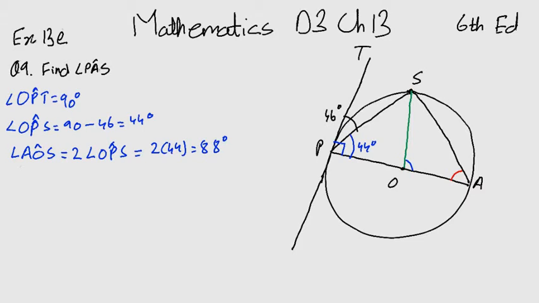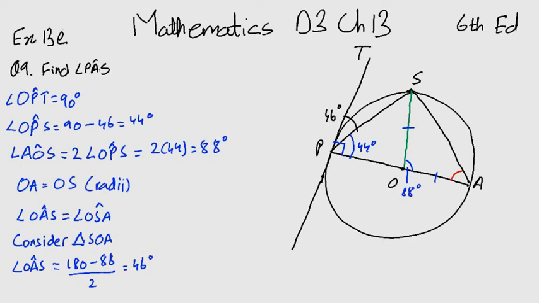And you can see that the points A and S are common to the portion that is subtended by each angle. Now we notice that OA equals OS because they are the radii, and so the angle OAS would equal the angle OSA. We can now easily find the value of OAS by considering the triangle SOA, and this comes out to be 46 degrees.